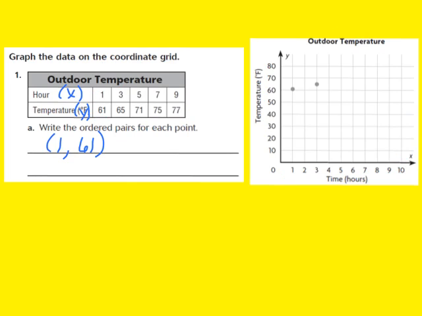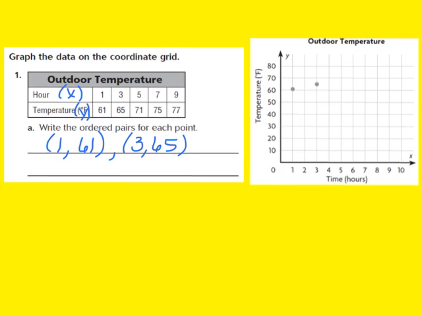Now I'm going to go ahead and do that with the next set of data. So at hour 3, I know that my temperature was 65 degrees. So I'm going to make that my second set of ordered pairs. So we're going to write down 3 as my x-coordinate, and then 65 as the next y. And once again, that means at hour 3, the temperature was 65 degrees Fahrenheit.